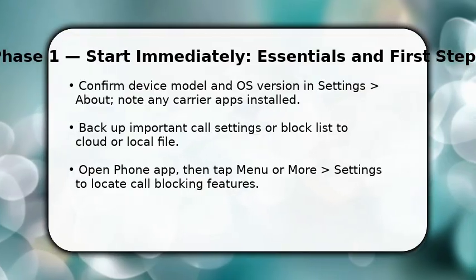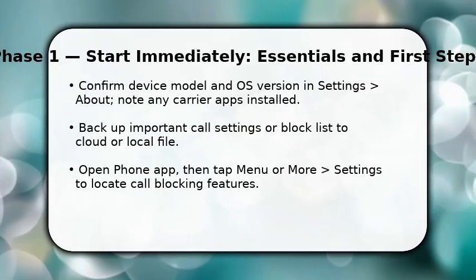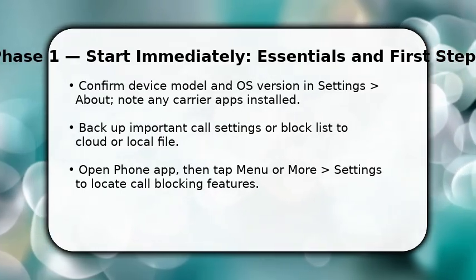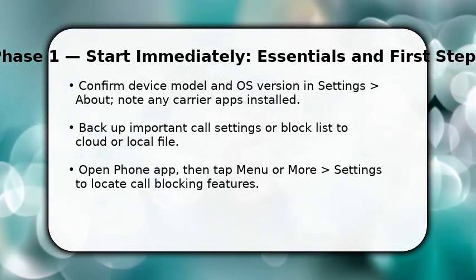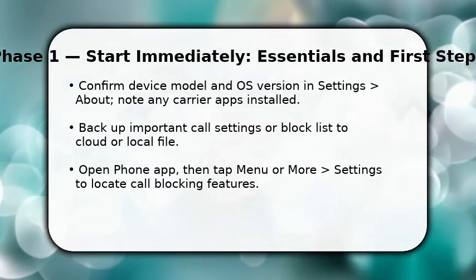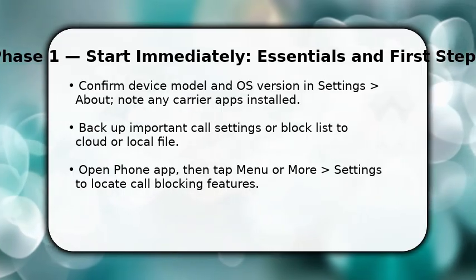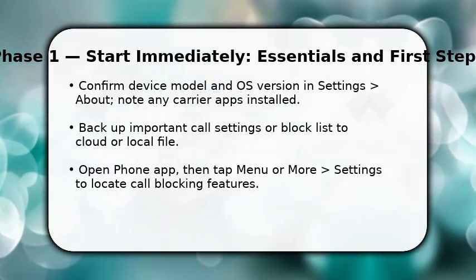You start by confirming your device model and OS version, because menus differ between vendors. Once that's noted, back up any custom block list so you can restore entries if needed. Open your phone app, tap Menu or More, then Settings. This gets you straight into call handling options.